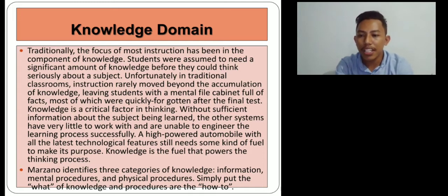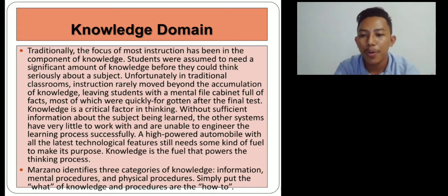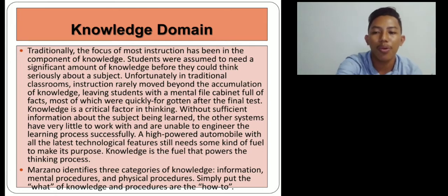So Marzano identifies 3 categories of knowledge, which are information, mental procedure and physical procedure. Simply put, the what of knowledge and procedures and the how to.